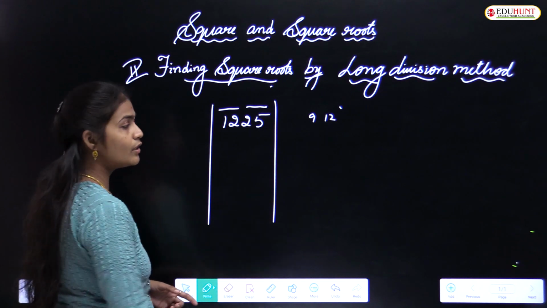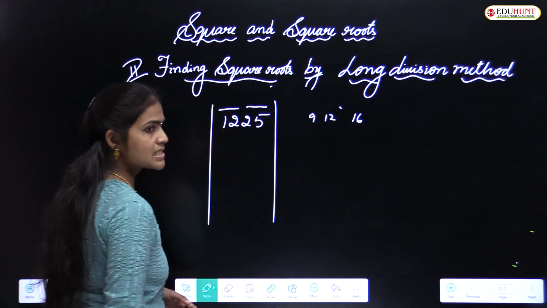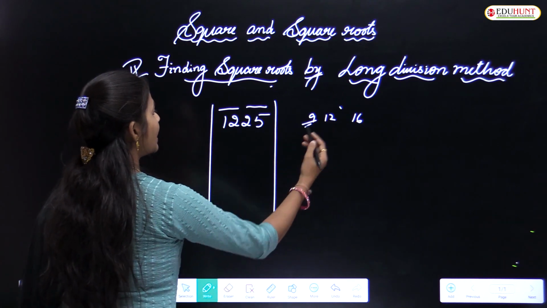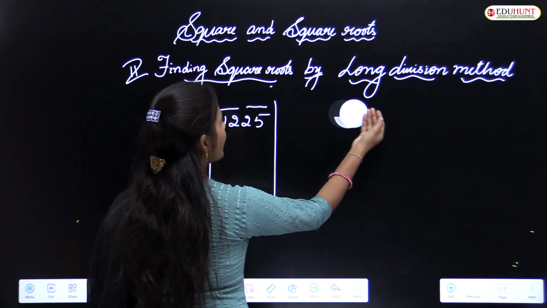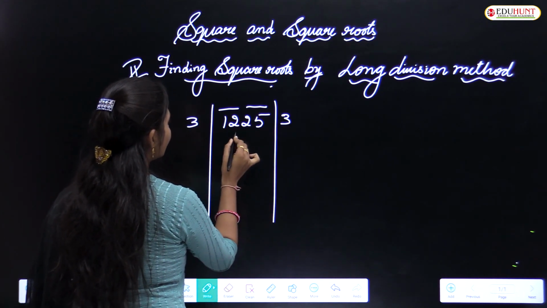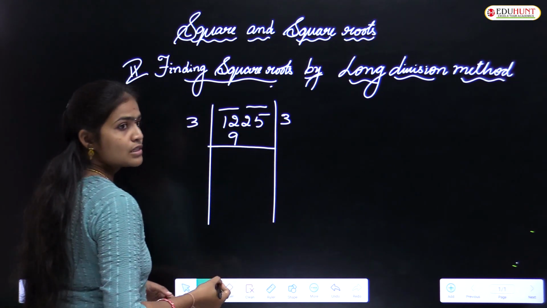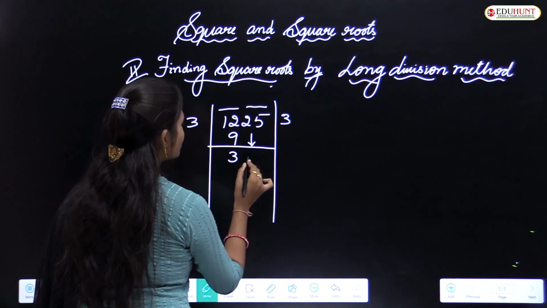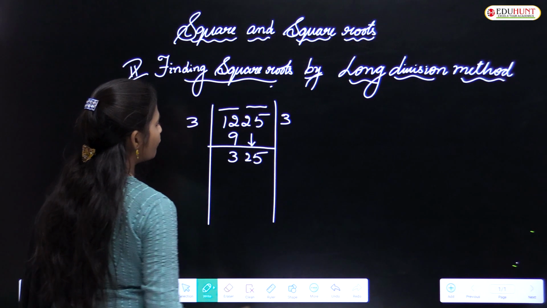3 3s are 9 only, no? The next square is 16. Clear? So which one do we need to consider? Yes, 9 we need to consider. So the square root of 9 is 3. So 3 3s are 9. So 12 minus 9 is equal to 3. Put down that 25, so 325.